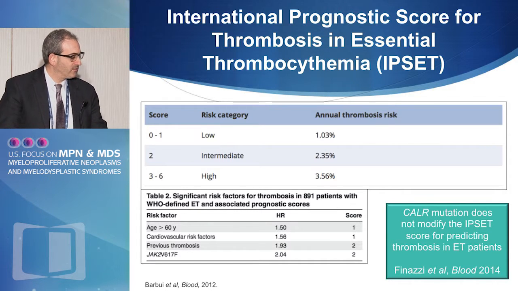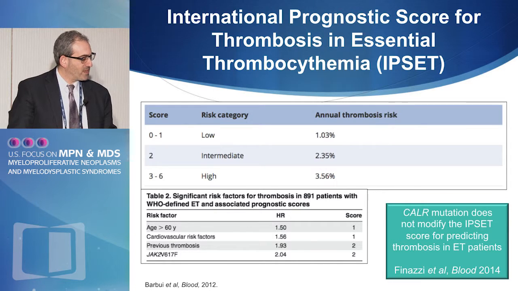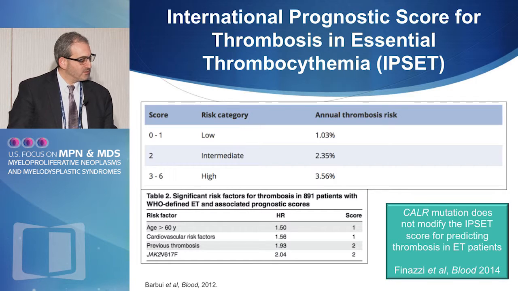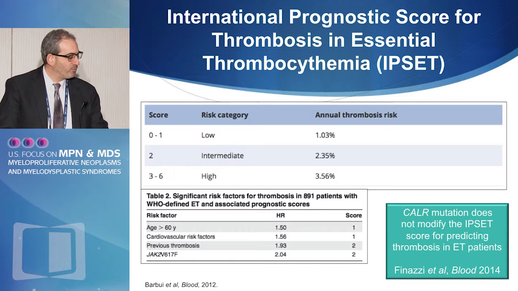And again, you can see that for patients with a low-risk category, the total score is 0 or 1. The annual risk is about 1%. You get a score of 2, intermediate, your risk of getting thrombosis over 1 year is around 2.5%. And in the high-risk category, it goes up to almost 4%.